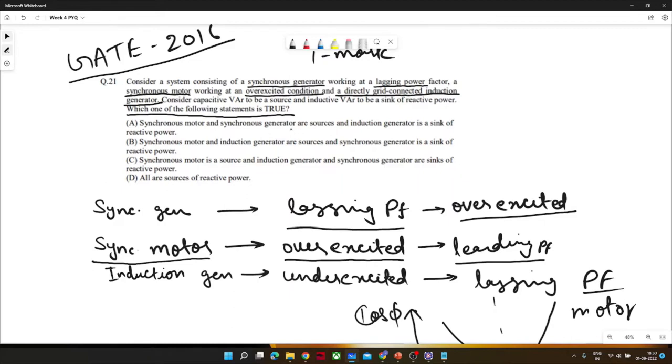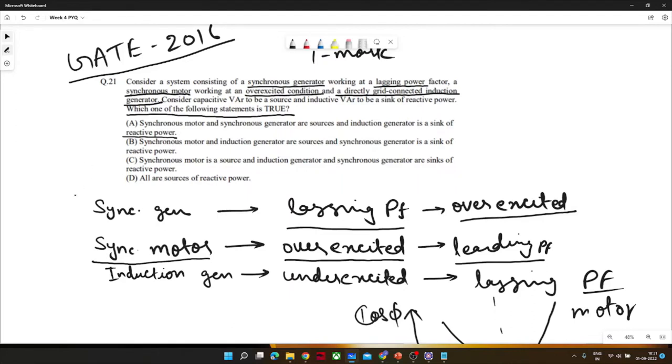Synchronous motor and synchronous generators are sources, and induction generator is a sink of reactive power. So what do you think about this statement? Is it correct or wrong? Here we have to identify the reactive power source and sink. Which one is working as source and which one as sink? Source means which has more, sink means which has less. Sink has to receive, and source has to deliver.